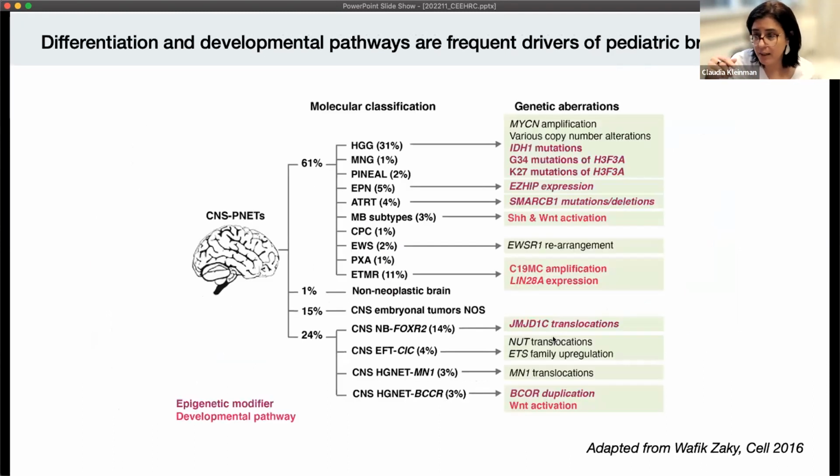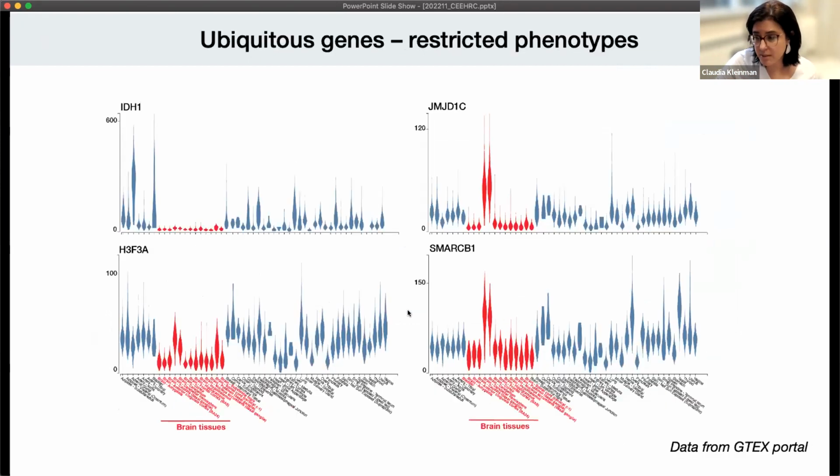So the case study in the lab for this question right now is brain tumors, which we know are often caused by modified epigenetic-related genes and developmental pathways, and which have the same type of pattern, where the driver genes are ubiquitously expressed, and sometimes even lowly expressed in the brain. This is data from the GTEx report.